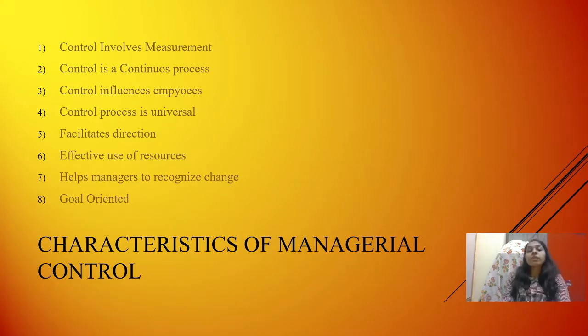The fifth point I have is facilitates direction. Control is a function of management and it facilitates direction of action. Efforts are directed at purposeful activities and unwanted activities are avoided. It gives a manager a direction as to which activity he should rightly do, so that it will result in fruitful results. The sixth point I have is effective use of resources. Control helps for effective use of resources. For example, it will reduce wasteful expenditures and wastage of materials.